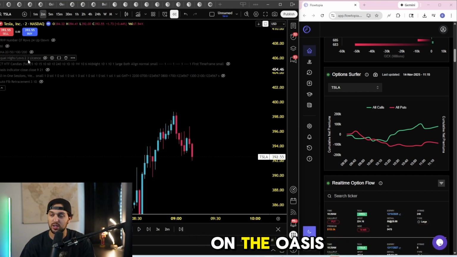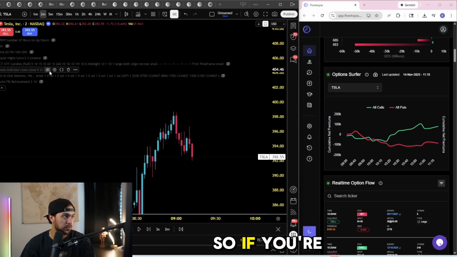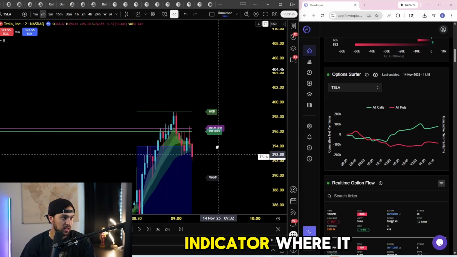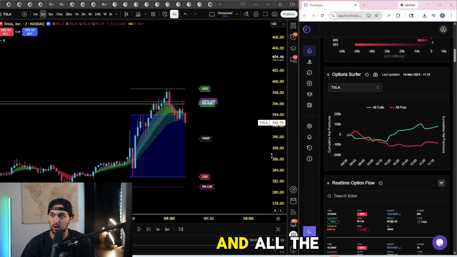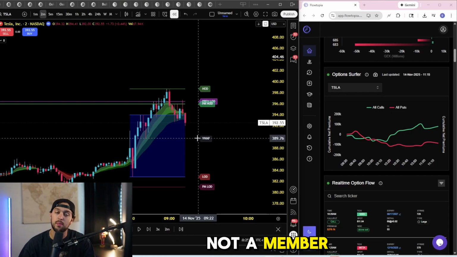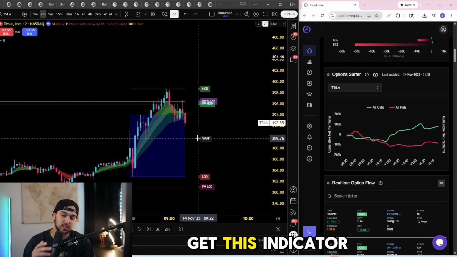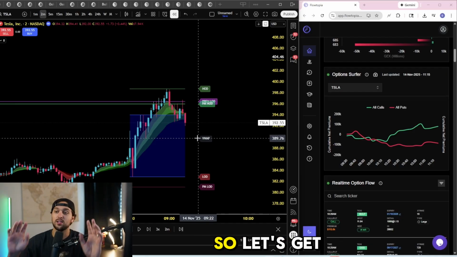At 9:14, I'm going to turn on the Oasis indicator. So if you're an Oasis member, you have this indicator where it lines out your 15-minute ORB and all the important levels on the day. And if you're not a member, you can go to the description down below, become a member, get this indicator, come live trade with us. All right, so let's get into it.